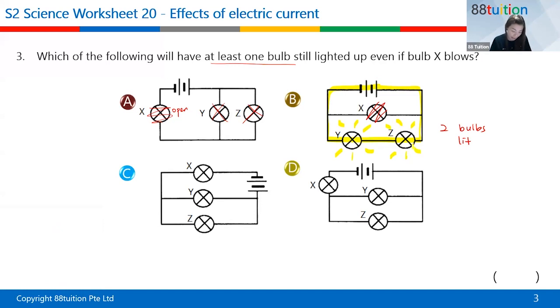So let's look at C now. For C, if X actually blows, there is no way current can flow, because this is the open circuit. Doesn't light up. For this one, same thing.